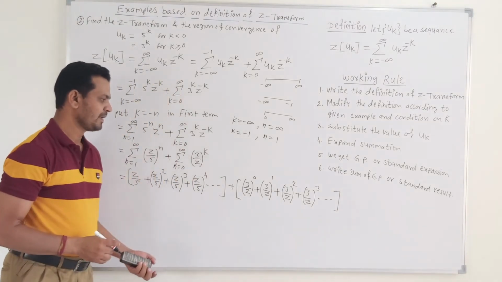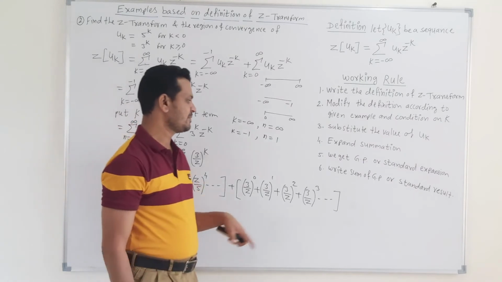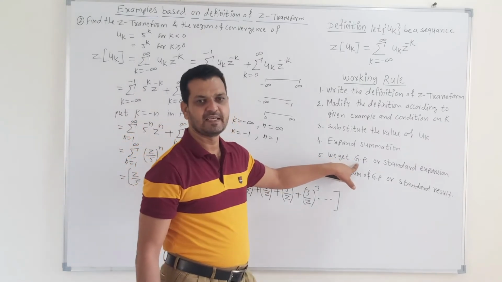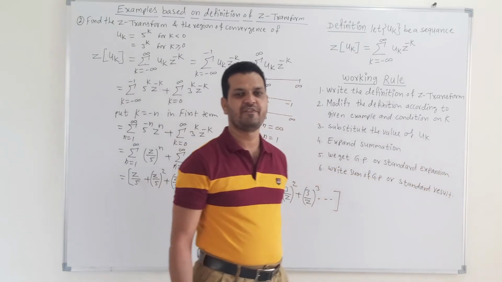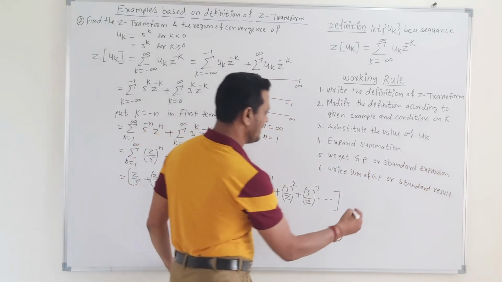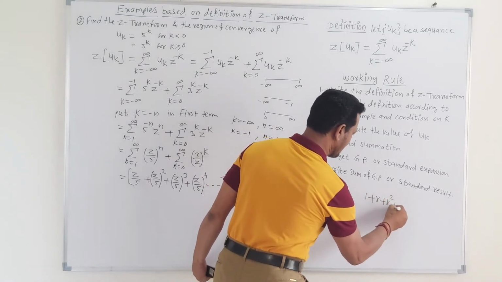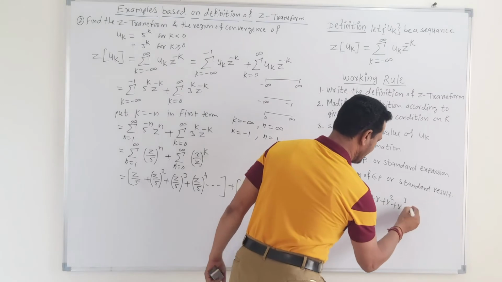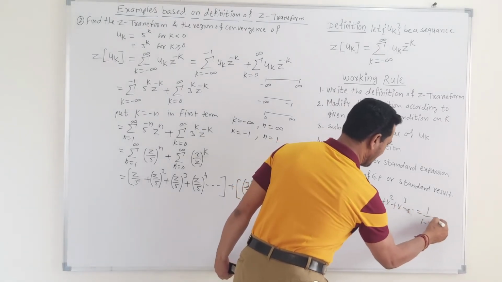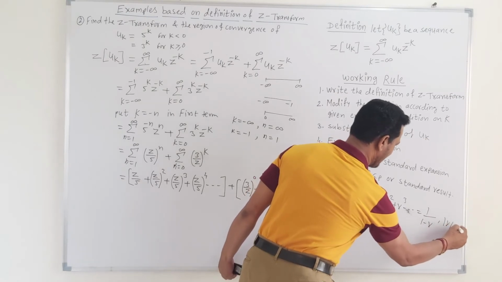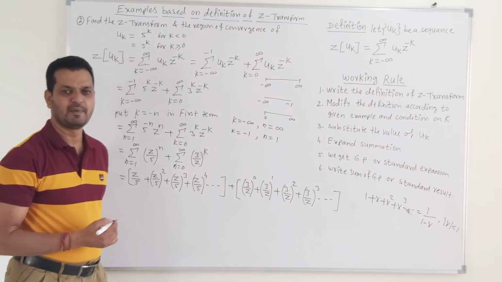So friends, after expansion of this term, there are two possibilities. First possibility is that after expanding, we get either a geometric progression or the standard expansion of a function. The geometric progression is 1 plus r plus r square plus r cube, and so on. Its sum is 1 upon 1 minus r, where mod of r is less than 1. This is the result related to the geometric progression.